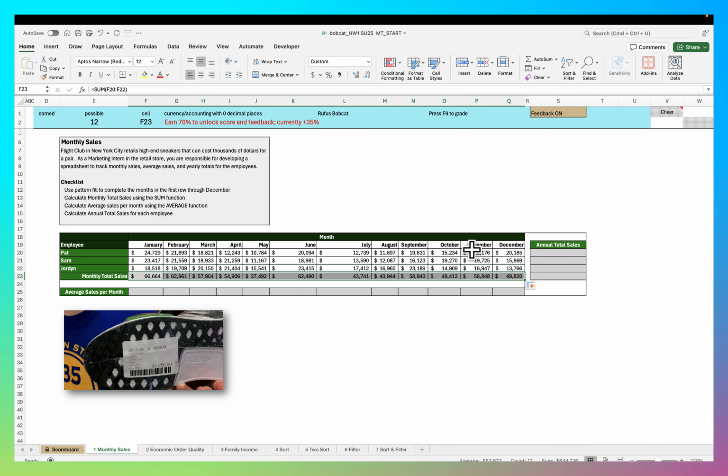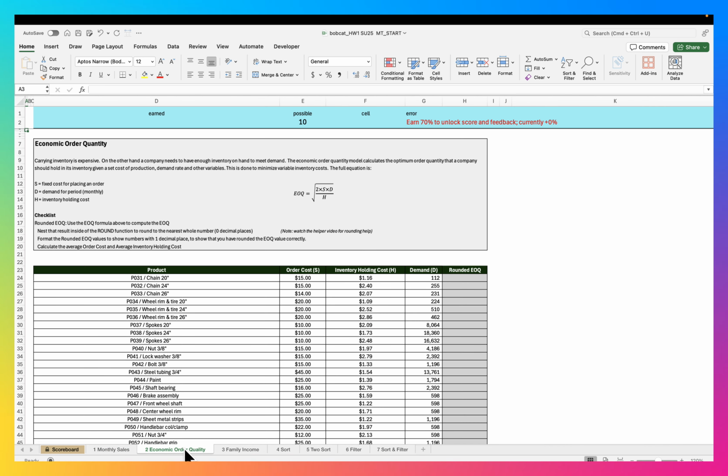Then when you're totaling for these, you're going to total horizontally. And then for average sales per month, instead of being a sum, this will be an average of those three numbers. All right, the economic order quantity, this is one that always trips people up.